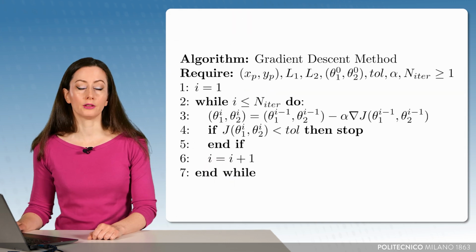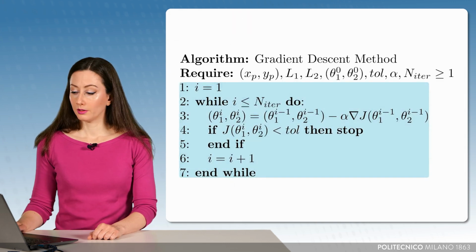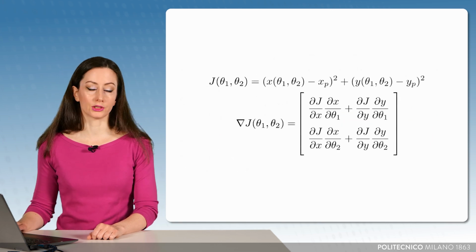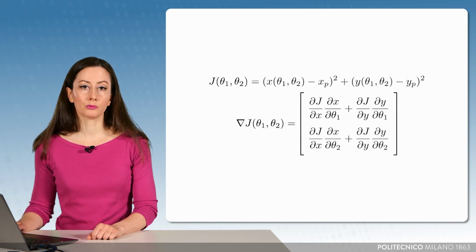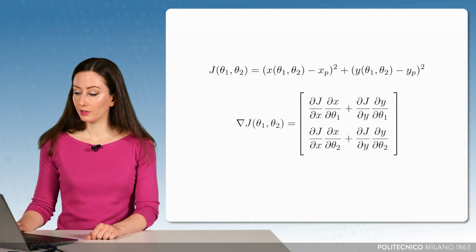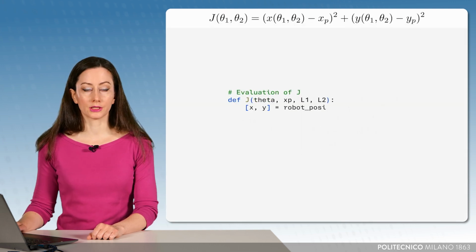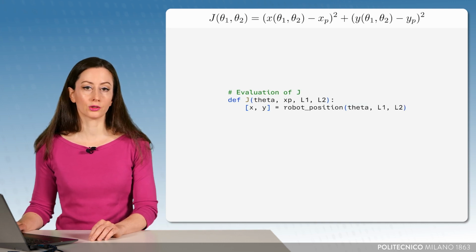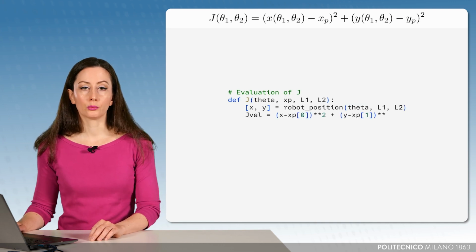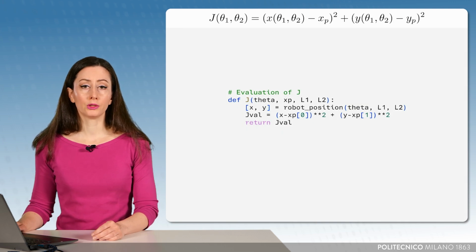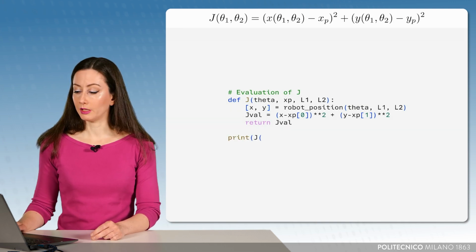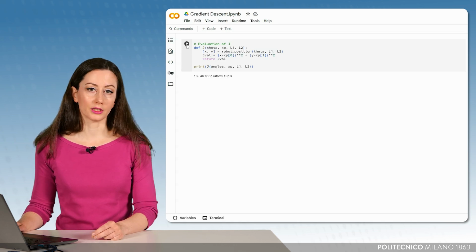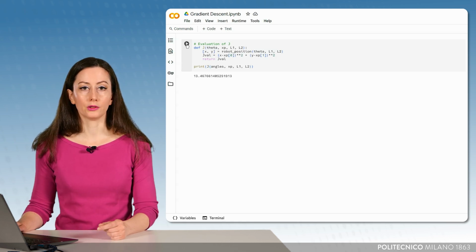Moving on, we now look at the iteration loop. And notice that at each iteration, we will need an evaluation of the function J and of its gradient. So to this end, let's implement two functions. For the function J, we use the following syntax. Using the robot_position function, we can compute the position x and y, and then we can compute the square distance J simply using Pythagoras' theorem. And if we want to test this function, we can print the value of J for the initial values of the angles, and of course, this value is very high.